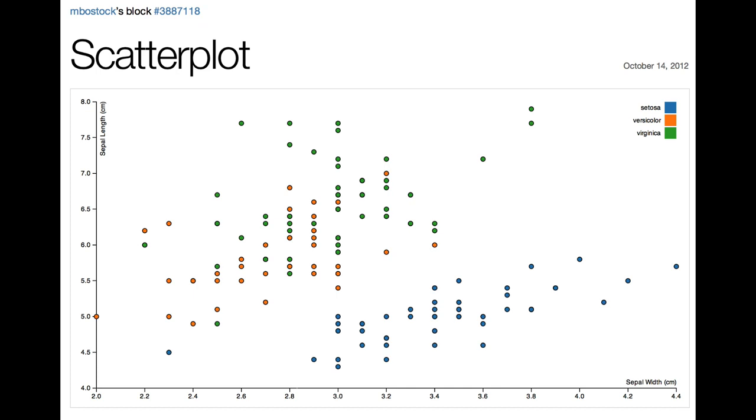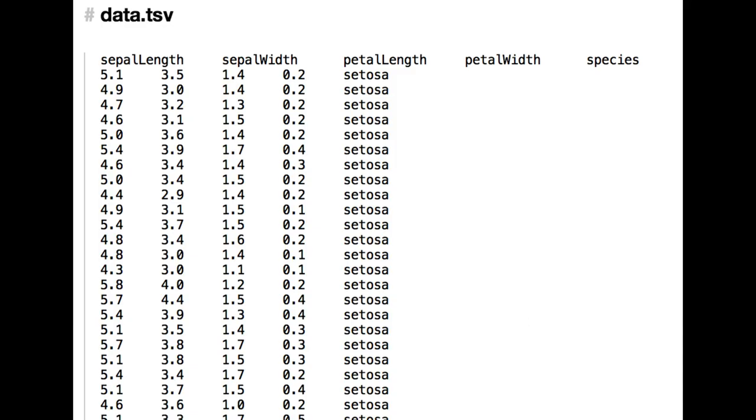Loading TSV data from server. We will use the TSV data from the D3.js.org website scatterplot example. We will save this data into a file called data.tsv.